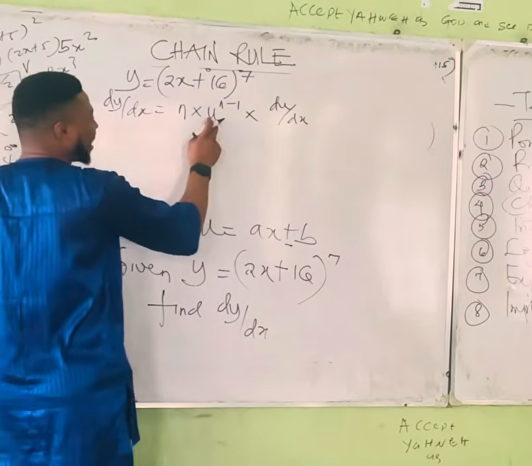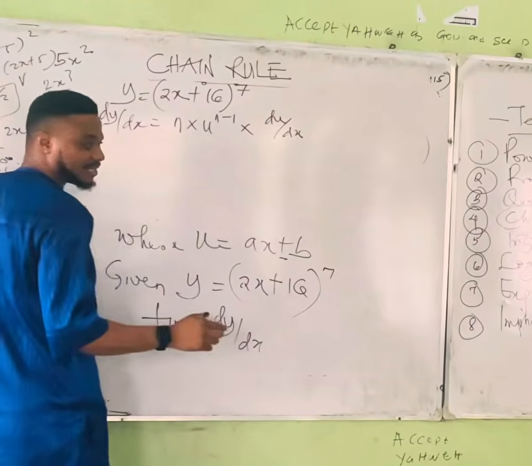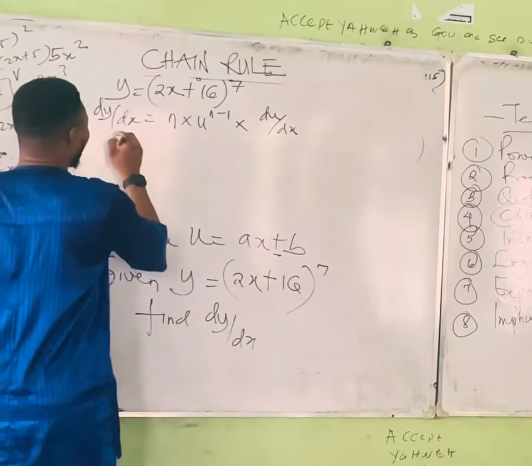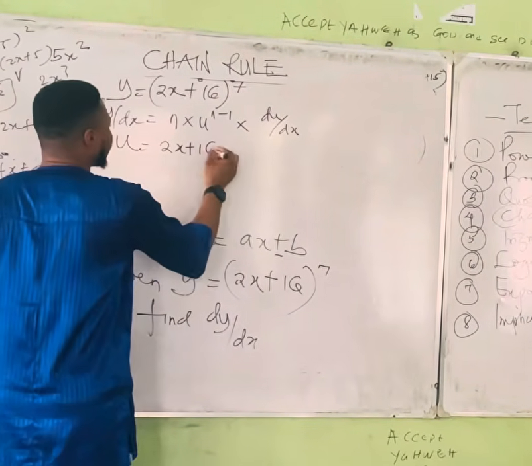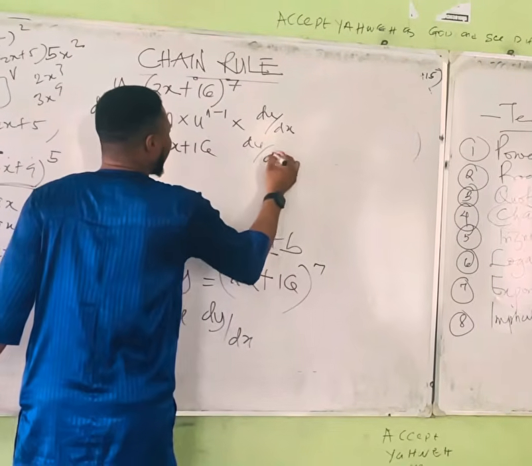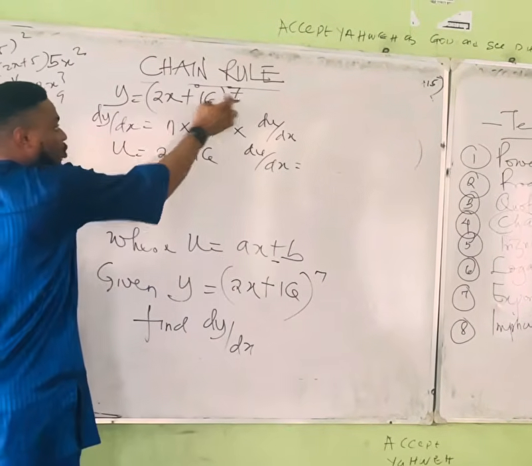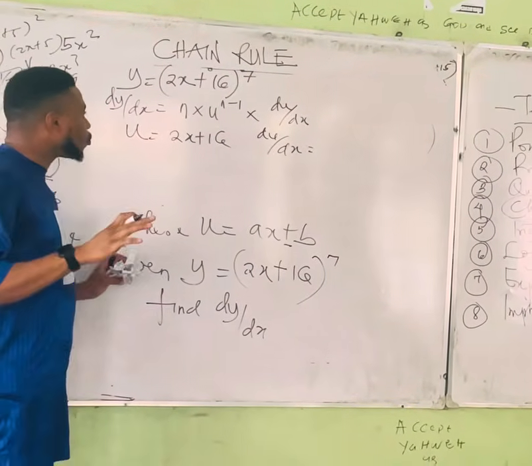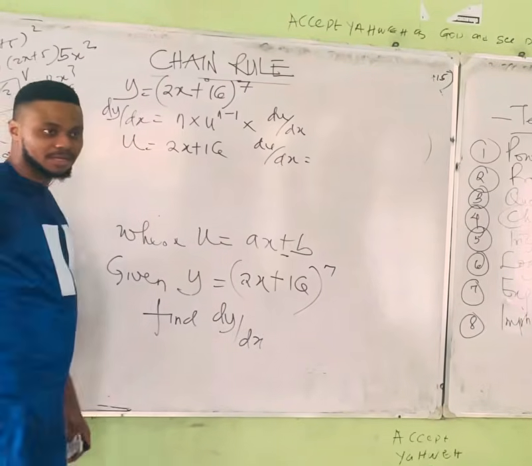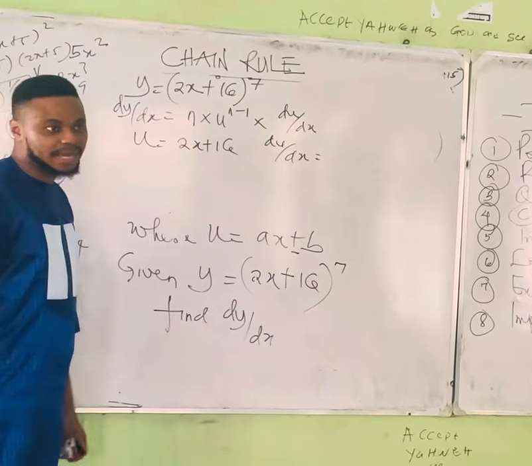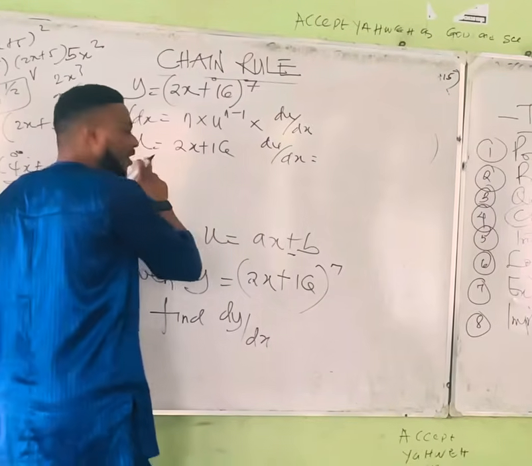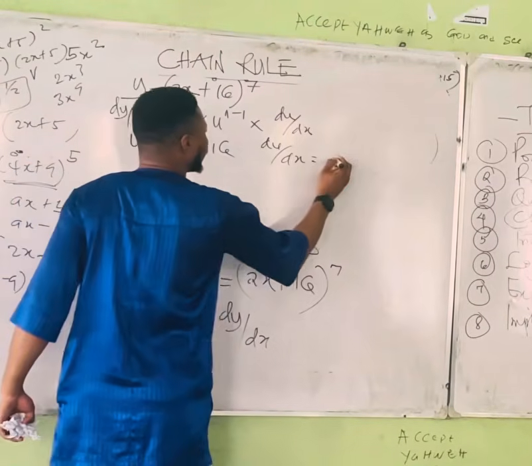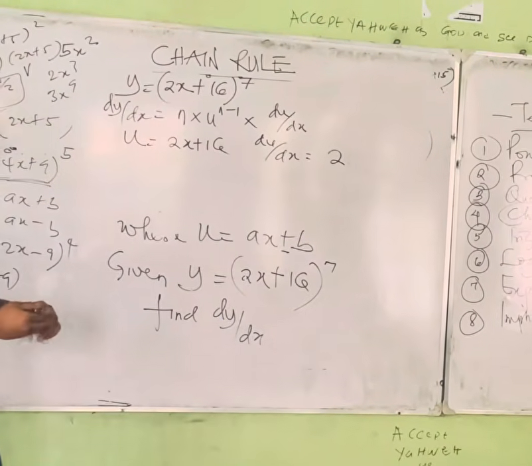So you have to first of all state what u is and what du over dx is. You don't have v here, so it makes it easier. Now your u is 2x plus 16. U is everything that is inside the bracket, not the power. U does not have any relationship with the power. Now du over dx means differentiate u with respect to x. So 2x plus 16 will give you 2; 16 is a constant, so that's 0.